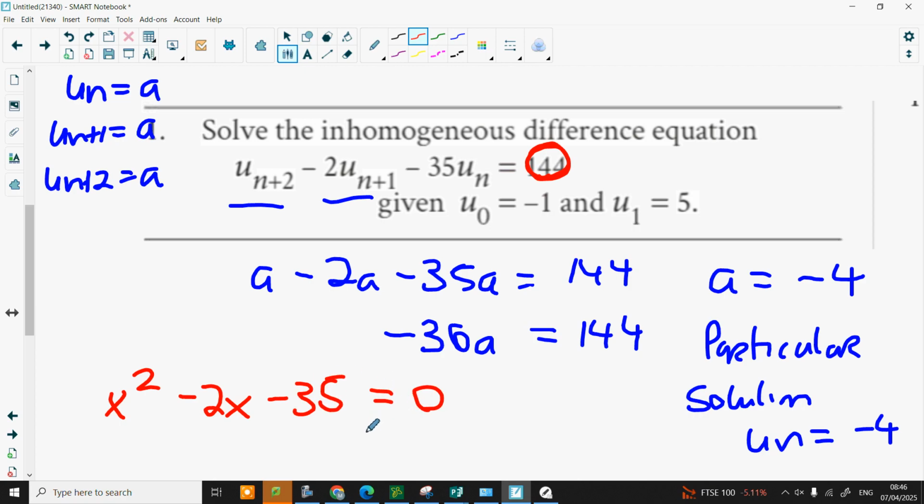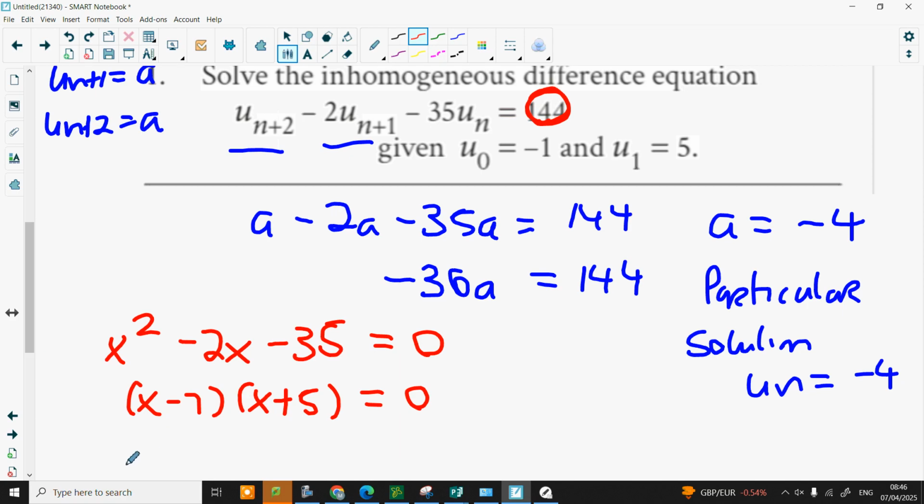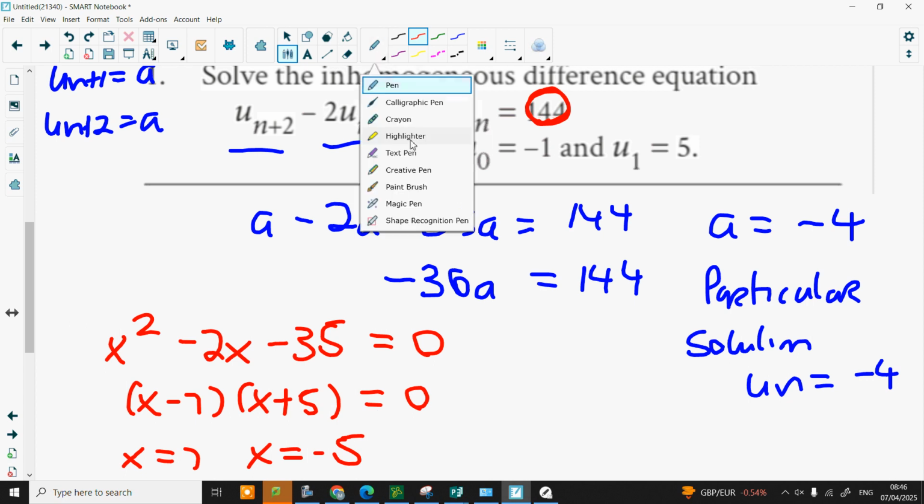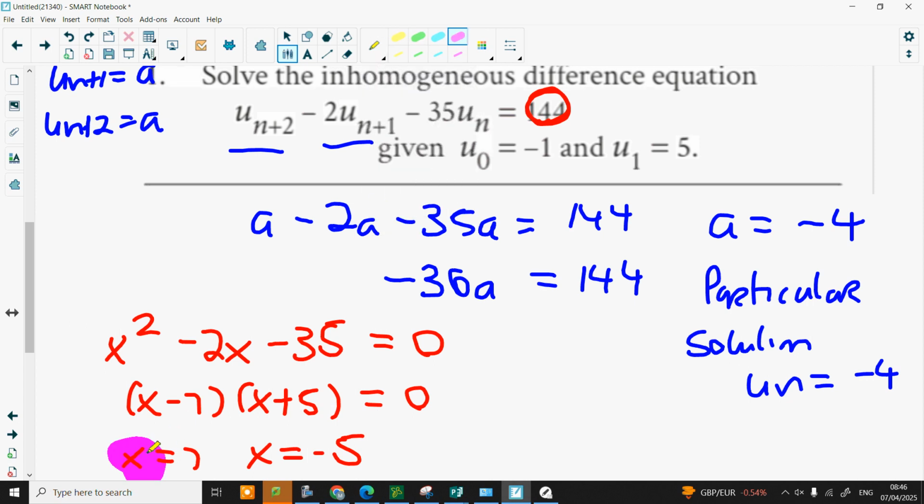You solve your two solutions, okay? So what you do is x minus 7 and x plus 5 equals 0. And then all you say here is, look, x equals 7 and x equals minus 5. Now, do you notice it's not a repeated root? It's two different roots.